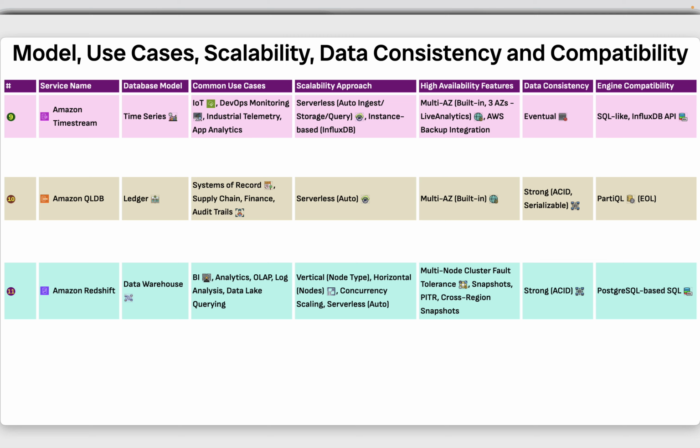Scalability approach, you have vertical node types available, you have horizontal nodes also, you have concurrency scaling, and serverless model also. So you can choose one of them. So you can go with managed option or serverless. Then high availability features, you have multi-node cluster fault tolerance, snapshots, point-in-time recovery, cross-region snapshots. And data consistency is strong, ACID compliance, and engine compatibility. So you can use PostgreSQL based SQL statements to query the database.